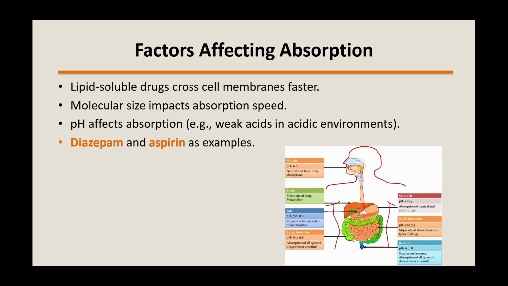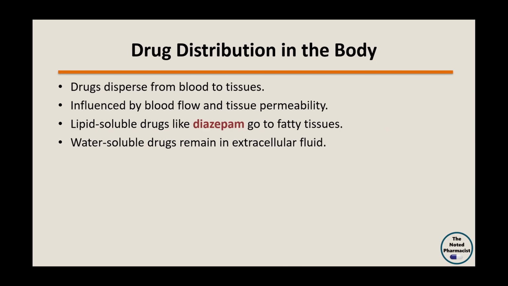Lipid-soluble drugs, like diazepam, can easily cross cell membranes and are absorbed more rapidly, while water-soluble drugs may require active transport. The pH of the environment also affects absorption. Weak acids like aspirin are better absorbed in acidic gastric environments, while weak bases like morphine favor basic environments. Let's look at the next stage in the ADME process, which is distribution.